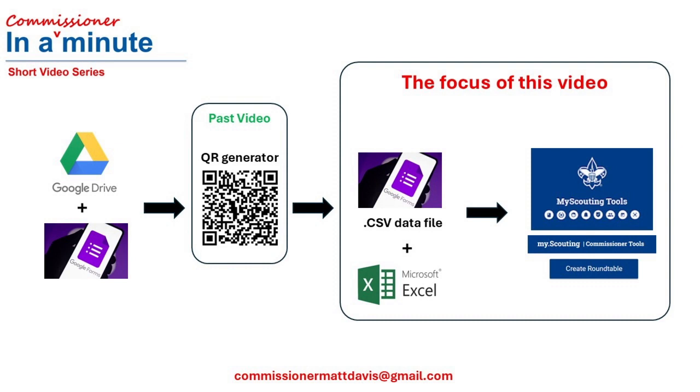In a past video, I covered how to link a QR code, this box in the middle here, with a Google form for digital attendance taking at Roundtable. In this video, I want to focus on how you get at that data after Roundtable, process the data, and get it ready for input into Commissioner Tools for Roundtable attendance reporting.